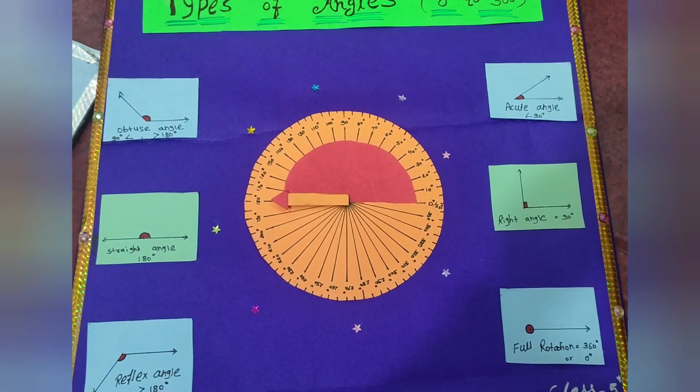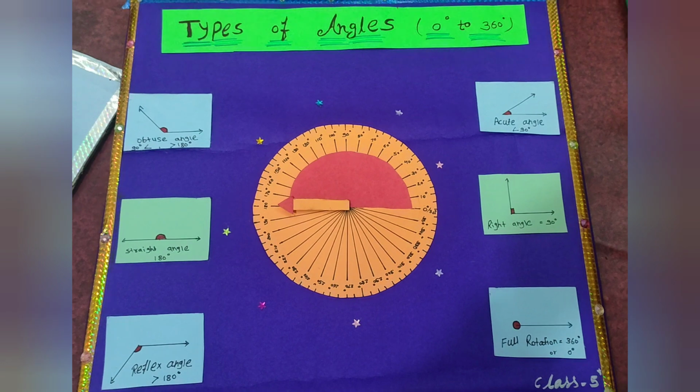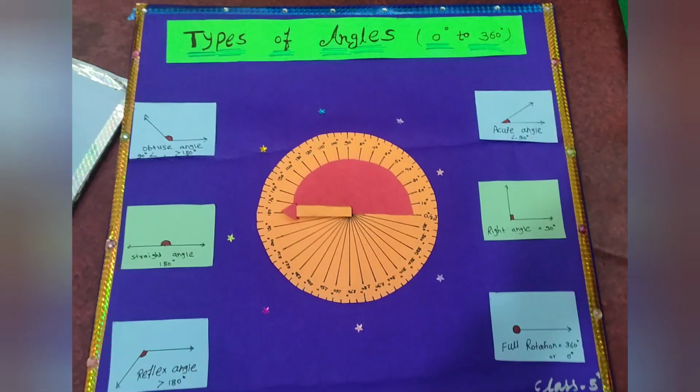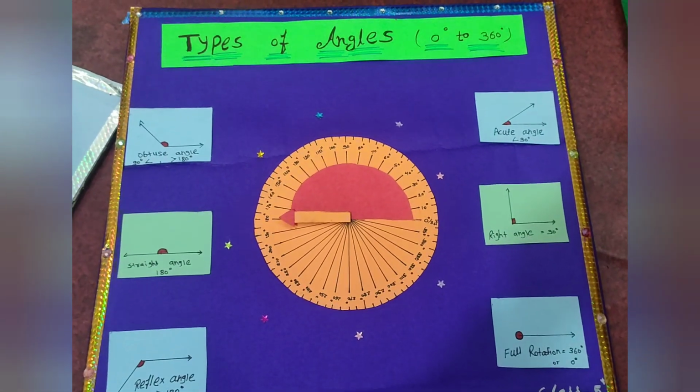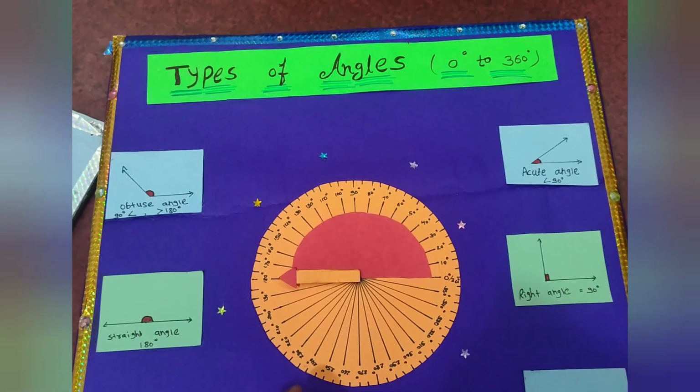Then there is more than 90 degree angle, which is an obtuse angle, a straight angle, which is 180 degrees, and a reflex angle, which is more than 180 degrees, so it is a reflex angle.